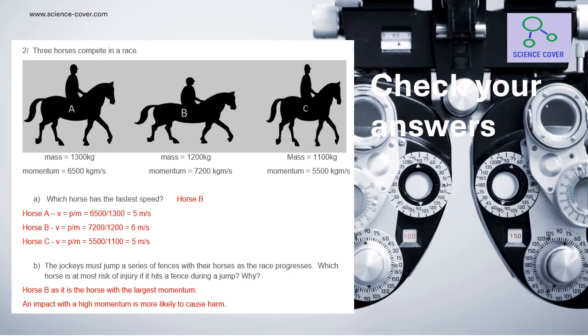Question 2. 3 horses compete in a race. Which horse has the fastest speed? Well, if we calculate the velocity of each of the horses, we find horse A has a speed of 5 meters per second, horse B has a speed of 6 meters per second, and horse C has a speed of 5 meters per second, which means that horse B is the fastest. The jockeys must jump a series of fences with their horses as the race progresses. Which horse is most at risk of injury if it hits a fence, and why? Well, this will be horse B, as it is the horse with the largest momentum. An impact with high momentum is most likely to cause harm.